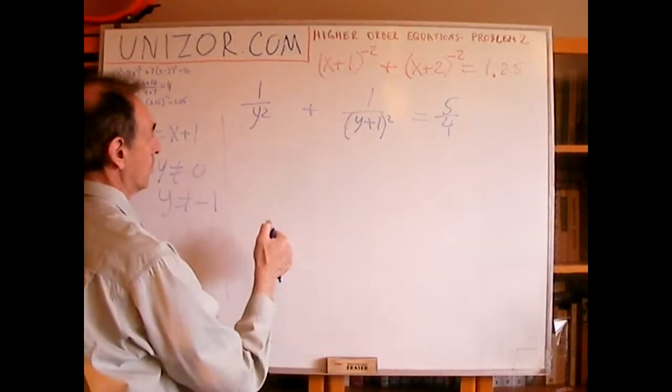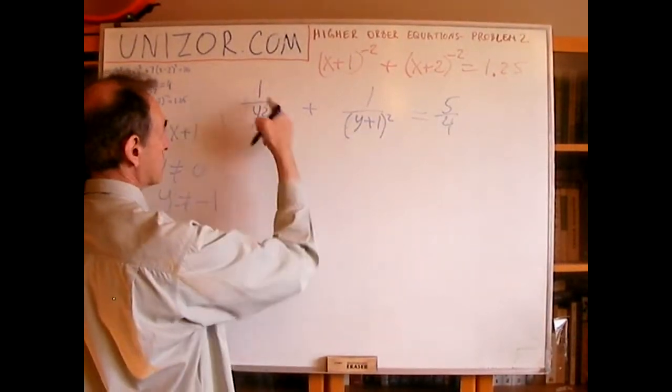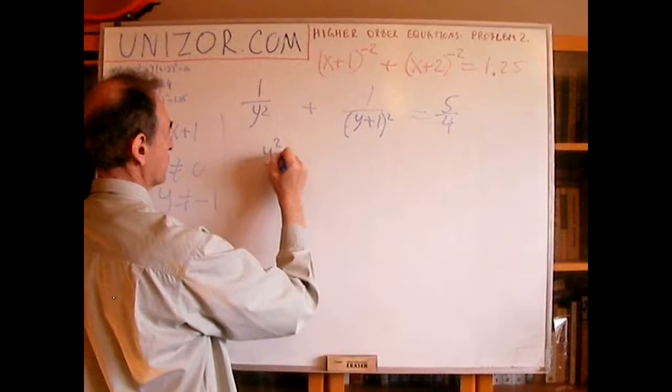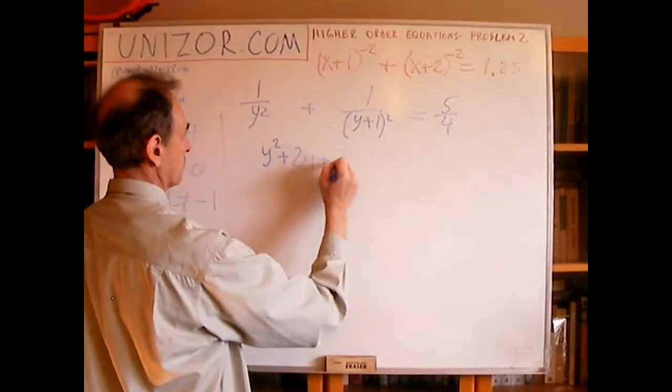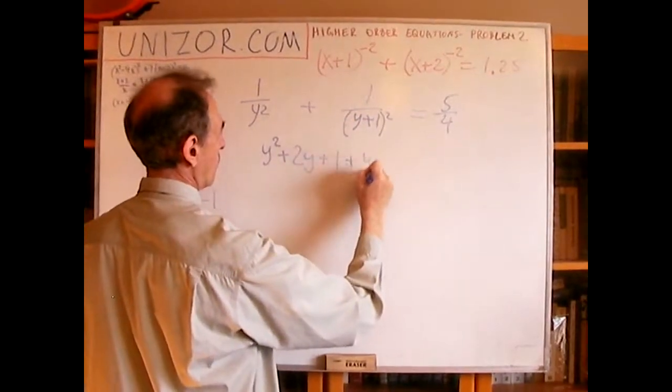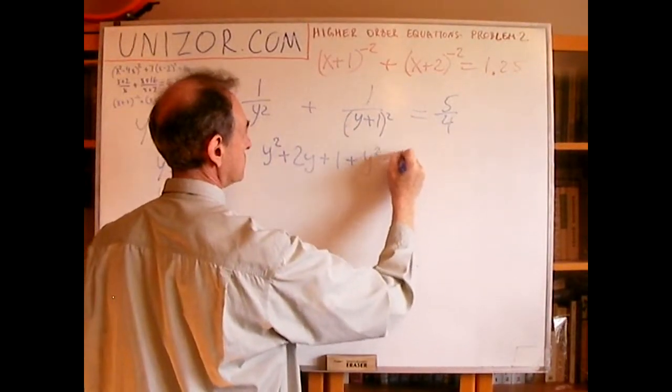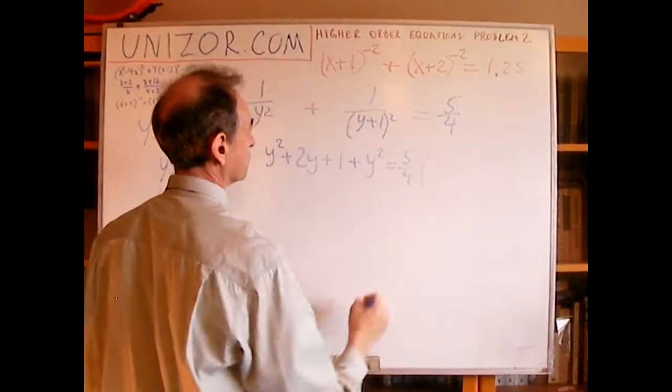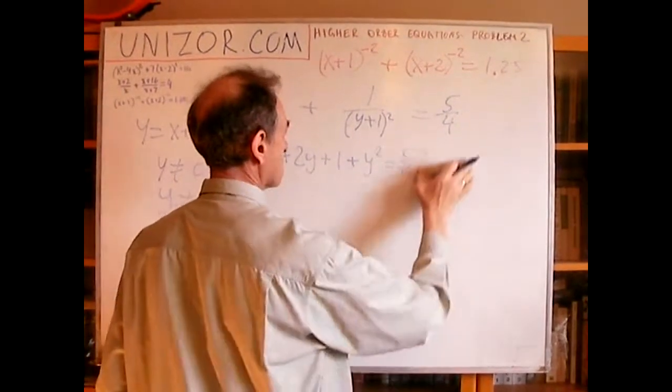So on the left I will have y plus 1 squared, and I will open it up, which is y squared plus 2y plus 1. And this would be y squared, 5/4 of y squared.